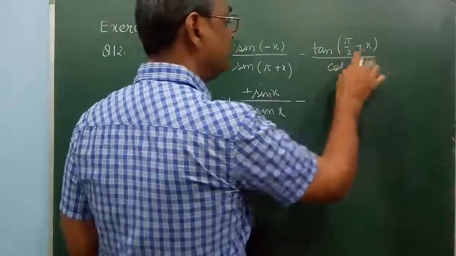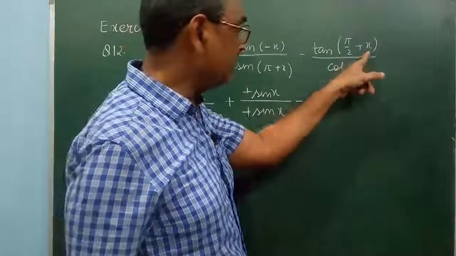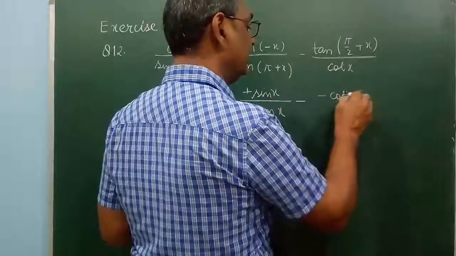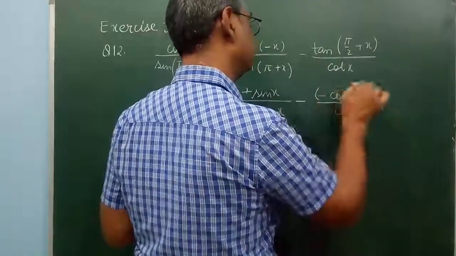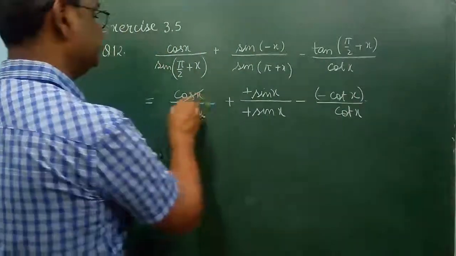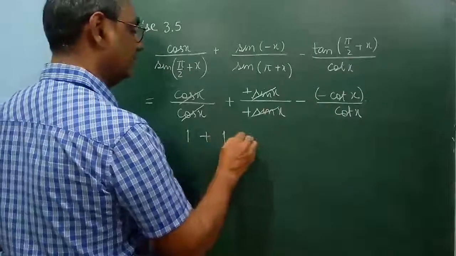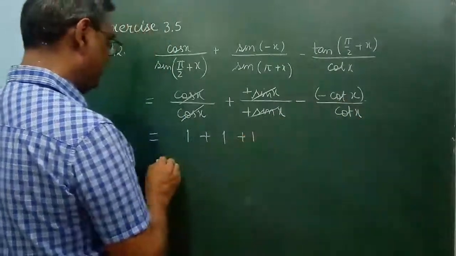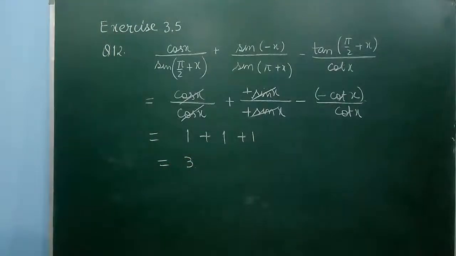Minus tan(pi by 2 plus x), tan(90 plus theta), that is second quadrant, so it will be minus cot x upon cot x. Here these two will be getting cancelled, minus and minus will be plus, so it will be 1. So here the answer will be 3. The 12th question answer will be 3.